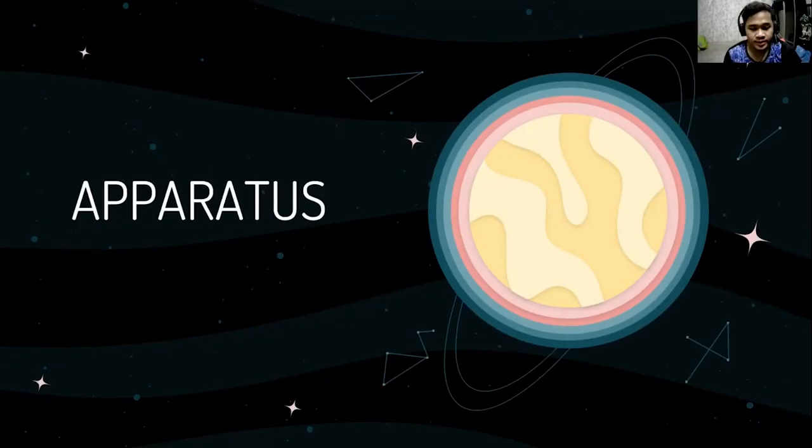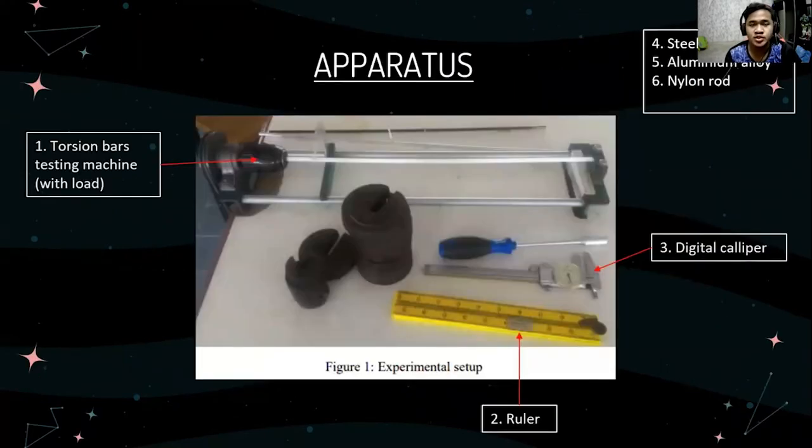Let's try with this operator. So the operators that we use in this statement, the first one is torsion bar.